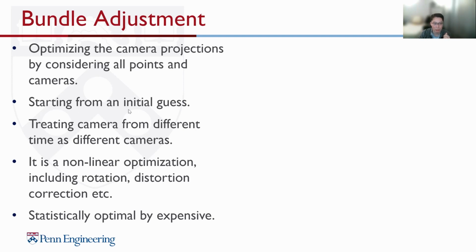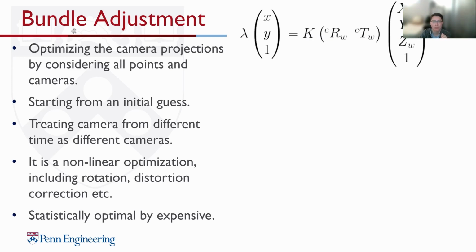It usually starts with an initial guess, treating cameras from different times as different cameras. It is a non-linear optimization because cameras usually have rotations and distortion corrections, etc. It is statistically optimal, but it's also very expensive to do because you're calculating with so many points. So, mathematically, it looks like this. It's not very complicated. It's just to help you understand what it's really doing over there.